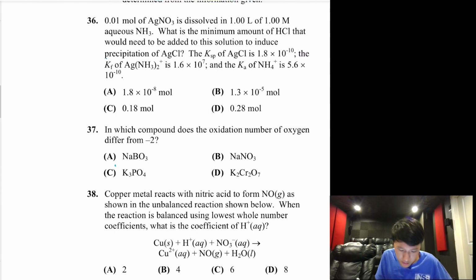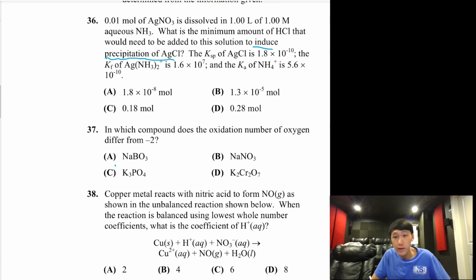Problem 36. 0.01 moles of silver nitrate is dissolved in 1 liter of 1 molar aqueous ammonia. What is the minimum amount of hydrochloric acid that would need to be added to the solution to induce precipitation of silver chloride? And then they give us a bunch of equilibria.